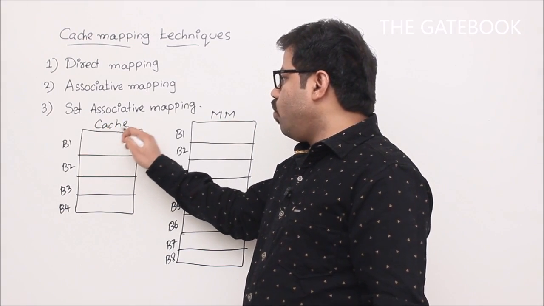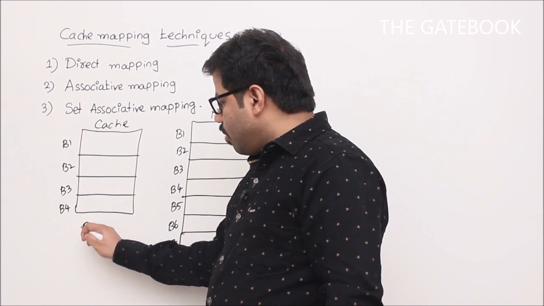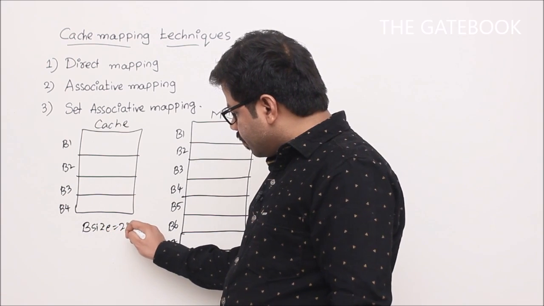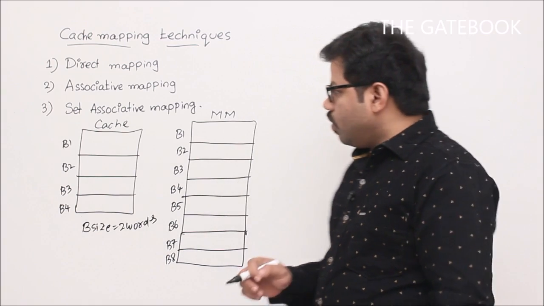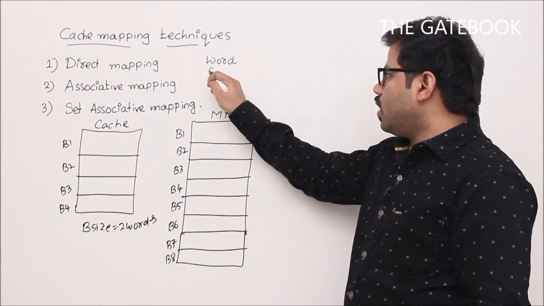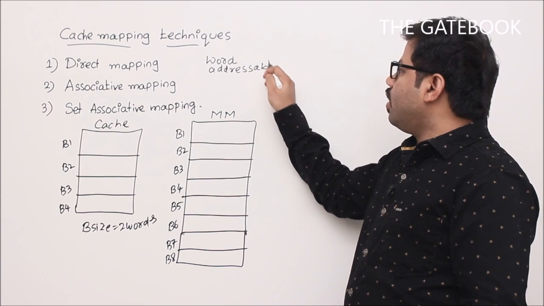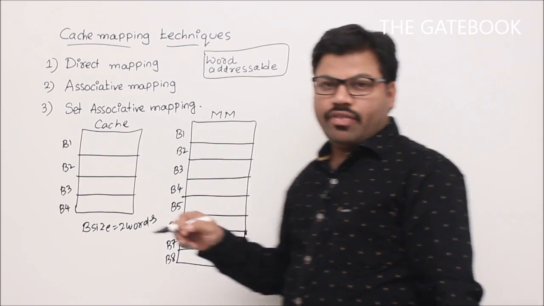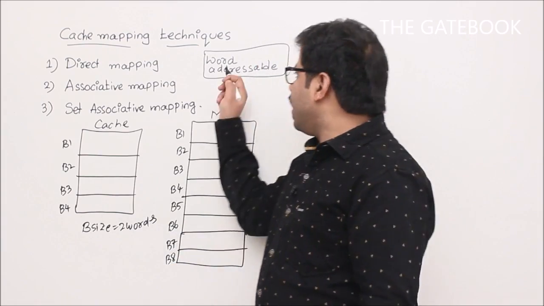Cache is having 4 blocks. So let us fix the block size to 2 words. I am assuming that each block is 2 words. For the time being, we assume that our systems are word addressable. Generally they are byte addressable most of the time, but we can imagine that our systems are word addressable. That means every word gets a number, rather than every byte.